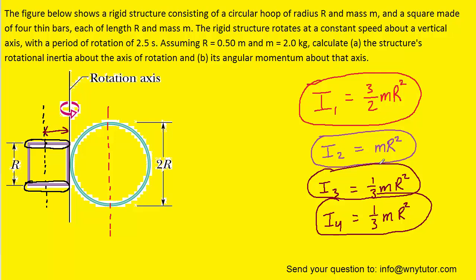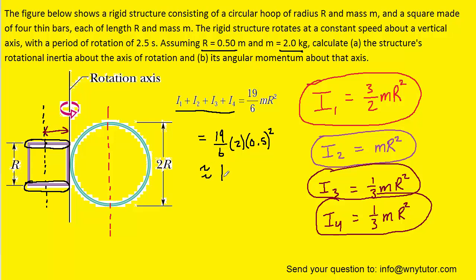Now the total rotational inertia of the system will simply be the sum of the individual rotational inertias. And so when you add up the individual rotational inertias, you should get 19/6 times the mass times the radius squared. And now we can recall that the radius was given to us, as was the mass, so we can plug those in. And when we compute that, we should get approximately 1.6. And the unit will be the unit of mass, which is kilograms, times the unit of distance, which is meters, of course. That unit of distance needs to be squared, so you'll end up with kilograms times meters squared. And that will indeed be the correct answer to part A.